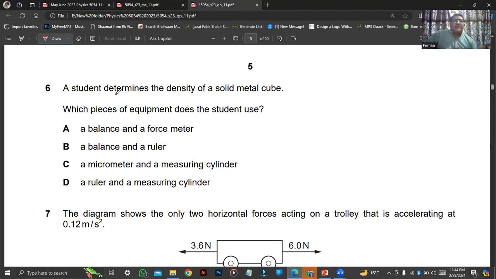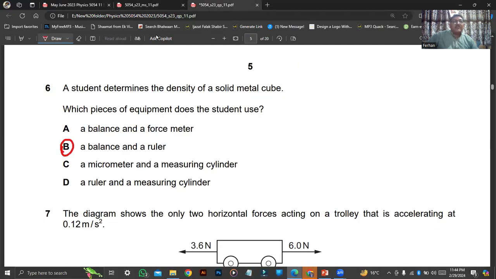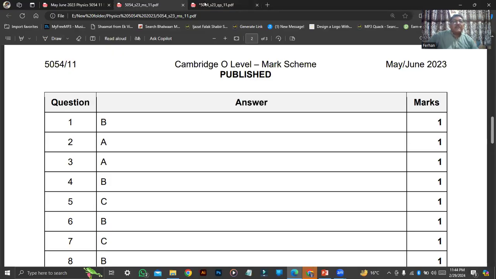To determine the mass of the cube, you need a balance, and to measure the dimensions, the length, width, and height of the cube, you need a ruler. So a balance and a ruler, I think B is the right answer, sir. Question number 6, B is the right answer.